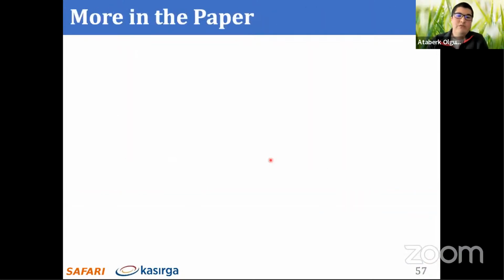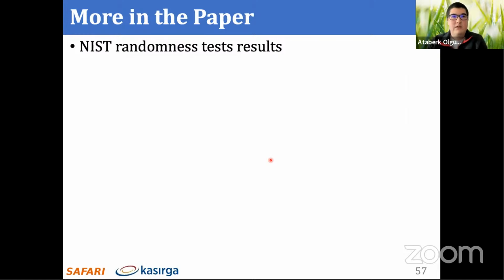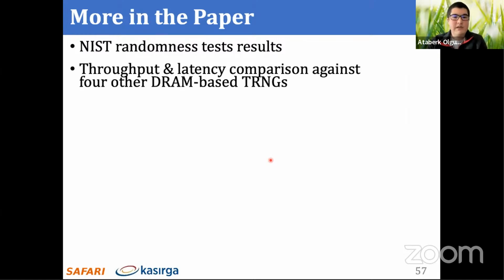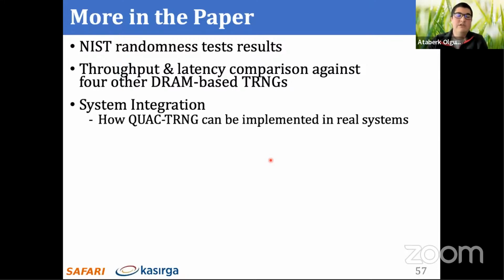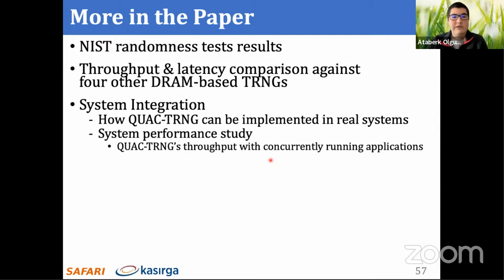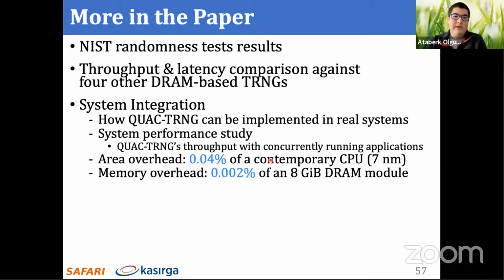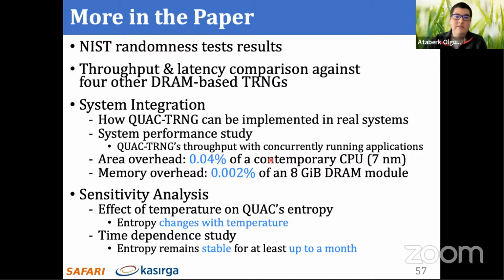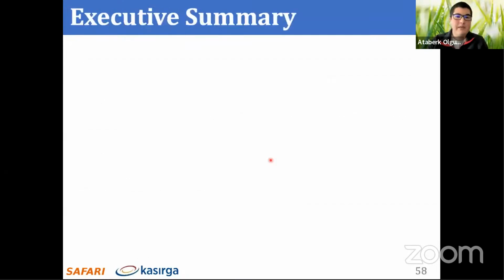And you can check the paper to find more detailed information, including results on QUAC-TRNG's evaluation, quality evaluation using NIST randomness tests, throughput and latency comparison against 4 other DRAM TRNGs, discussion on how QUAC-TRNG can be integrated into a real system, the throughput provided by QUAC-TRNG while applications are concurrently running in the same system, the negligible area and memory costs of integrating QUAC-TRNG, and an analysis on the sensitivity of entropy resulting from QUAC operations to temperature and passing time. So I'll wrap up with a summary of our work.